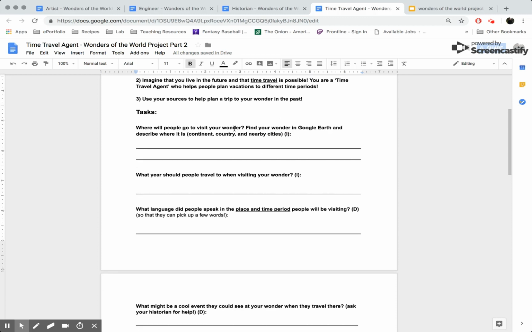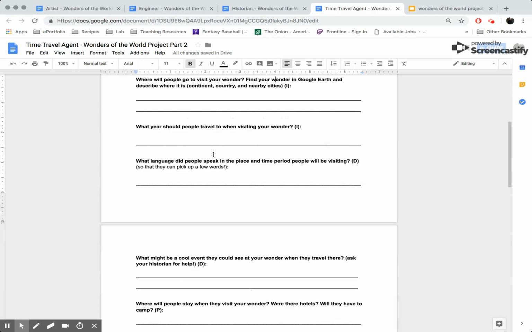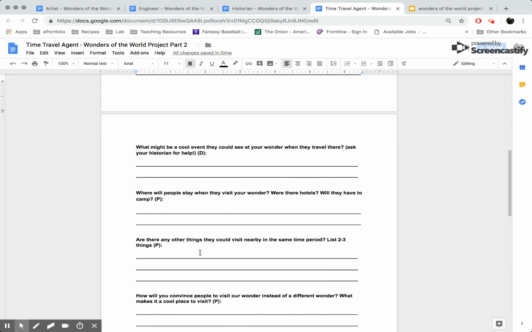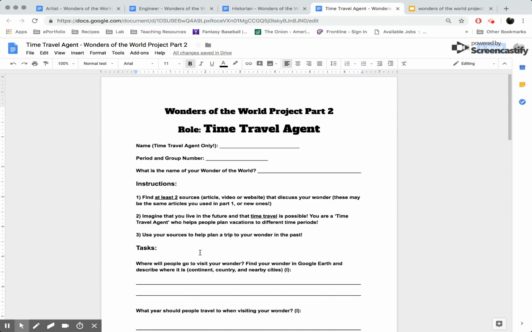So where are people going to go to visit your wonder? Like, how are you going to find it on a map? What year are they going to choose? Will they be able to find a hotel? Or are they going to have to stay in a camp? Are there other things nearby that they might visit? So this one's a little different, but I think we can have some fun with that.